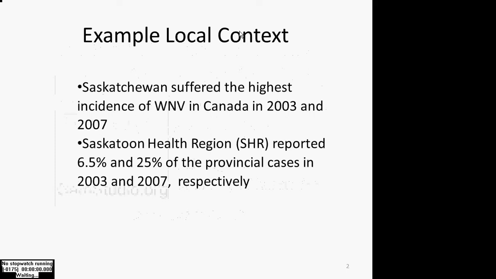What else do you know about it? When I say West Nile virus, what do you think about? So, mosquitoes. Okay, it's a vector-transmitted disease. And Saskatchewan did suffer the highest incidence, the highest number of new cases of West Nile virus, in 2003 and 2007. Our very health region here reported 6.5% and then 25%, respectively, for each of those years, of the cases in the province. So this town is pretty hard hit. The province is hard hit.